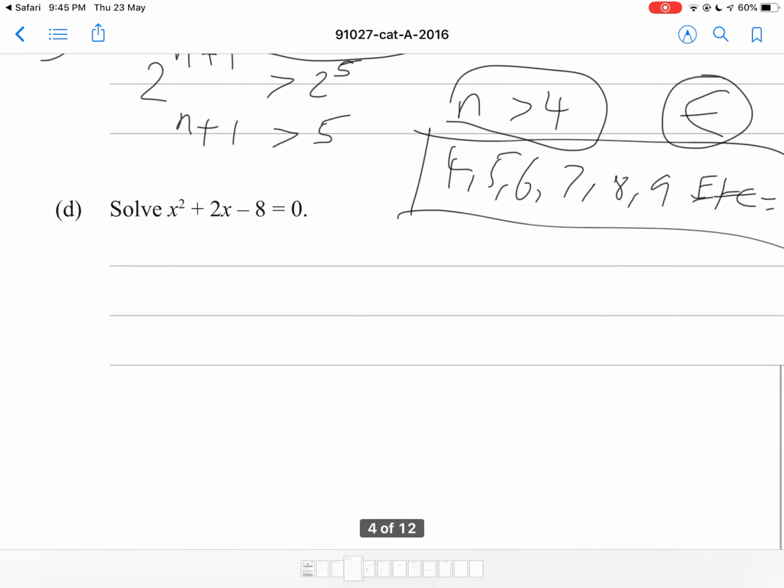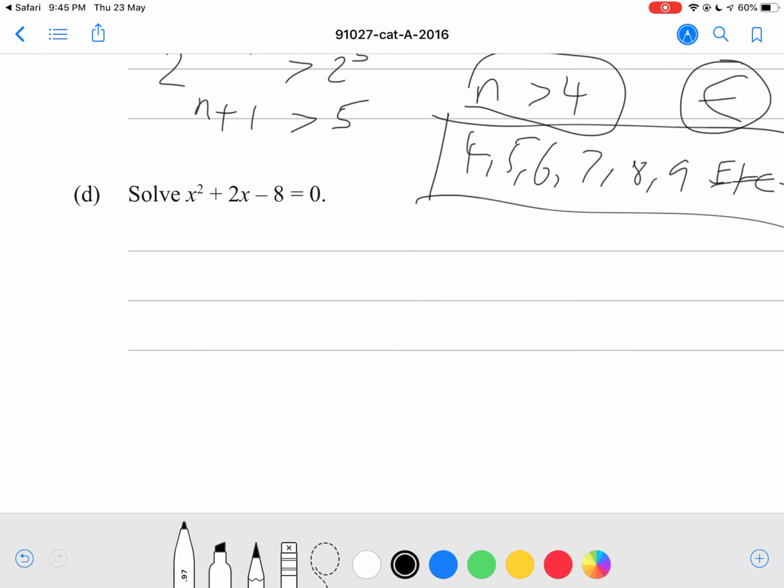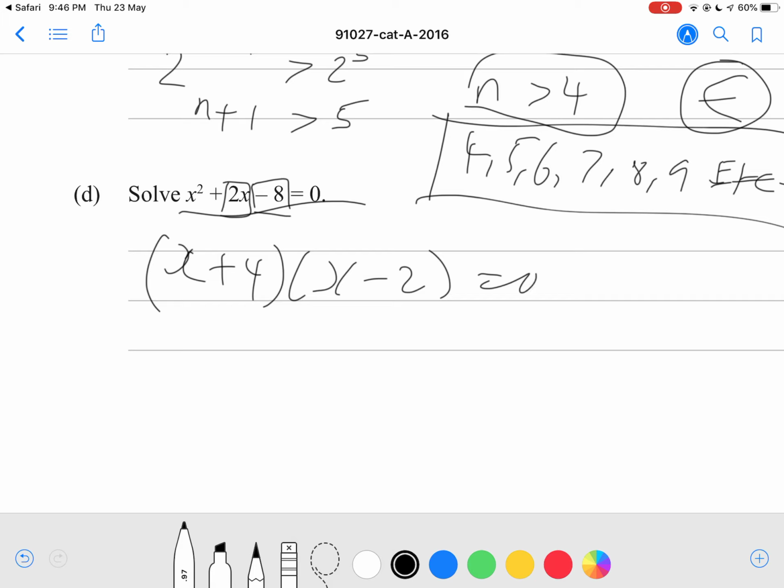Okay, so next question. Solve x squared plus 2x minus 8 equals 0. So we're going to factorize this. What multiplies to negative 8 and adds to positive 2, okay? So basically that's going to be plus 4 and negative 2. So we're going to say x plus 4, x minus 2 equals 0.